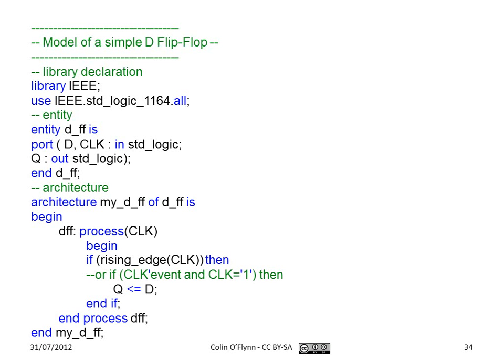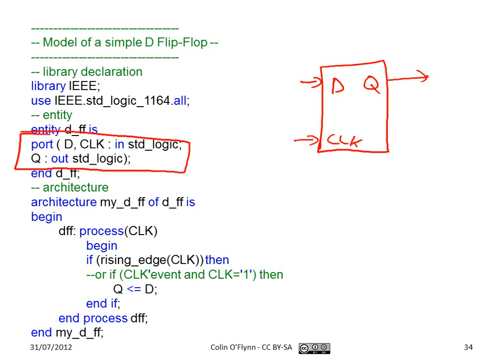So to give you an idea, here's a D flip-flop implemented in VHDL. You can see we have a box, we have a port D, we have a clock port, and we have a Q output. So that's what this first entity is telling us, because those are the ports.